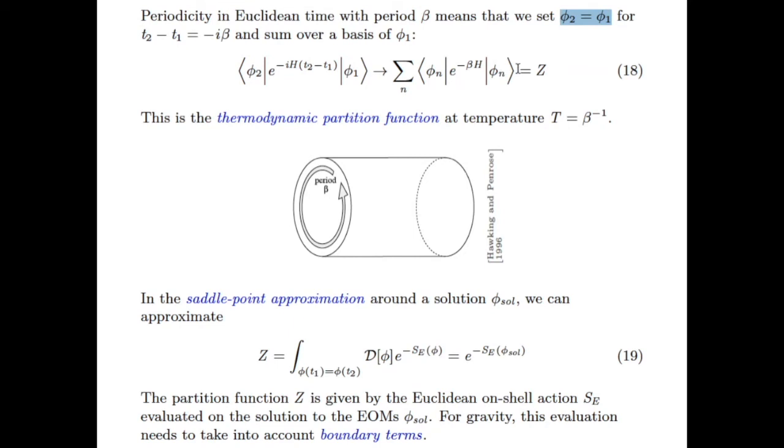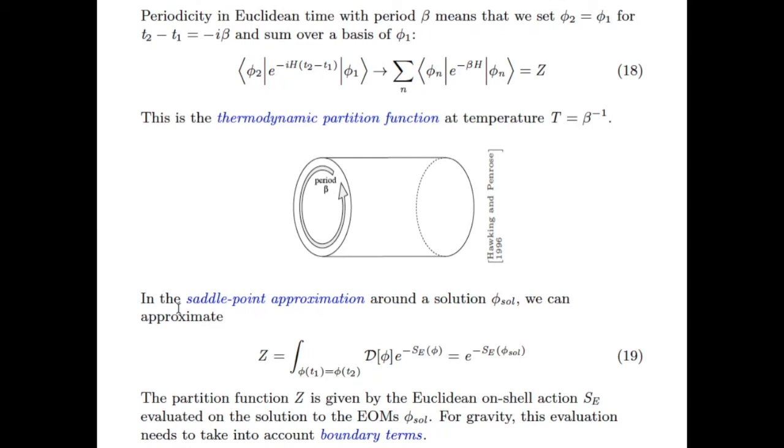for the Euclidean case. And you see, essentially, this is just the trace of this kind of operator here, where we have e to the minus beta times H. Beta is this period in Euclidean time. And that is the thermodynamic partition function at temperature T equals 1 over beta. Beta is the inverse temperature. So this is how you can define thermodynamics in quantum field theory and quantum mechanics, by defining this partition function.